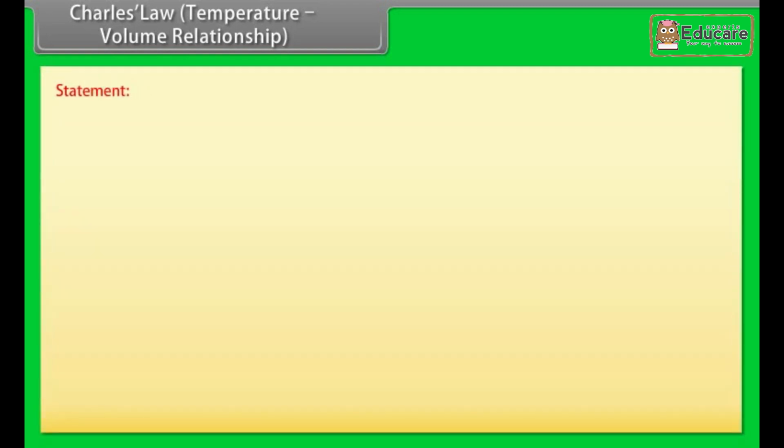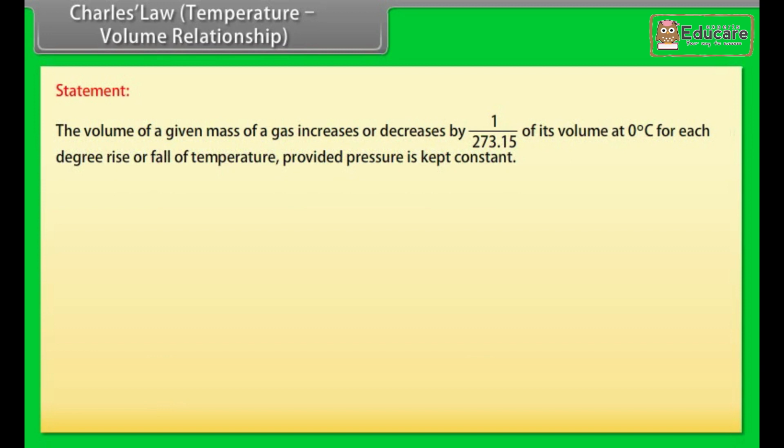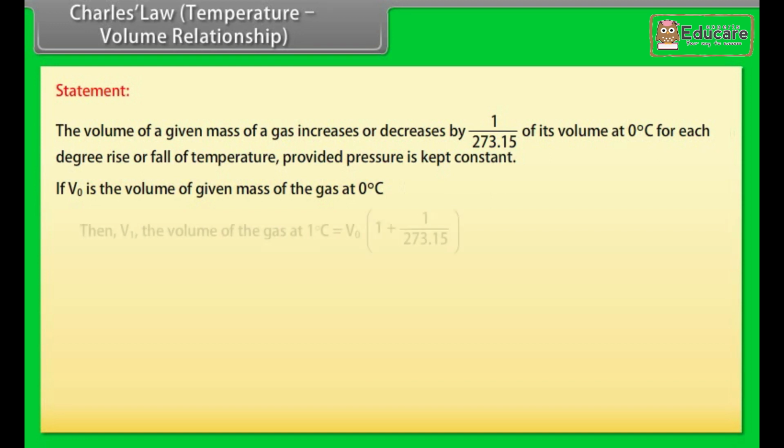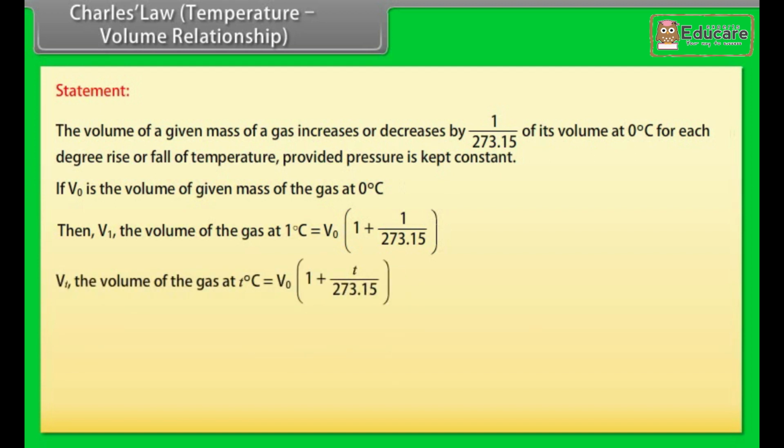Charles' law. Temperature-volume relationship. Statement. The volume of a given mass of a gas increases or decreases by 1 by 273.15 of its volume at 0 degrees Celsius for each degree rise or fall of temperature, provided pressure is kept constant. If V0 is the volume of a given mass of a gas at 0 degrees Celsius, then V1, the volume of a gas at 1 degree Celsius, is equal to V0 into 1 plus 1 by 273.15. Vt, the volume of gas at t degrees Celsius, is equal to V0 into 1 plus t by 273.15.